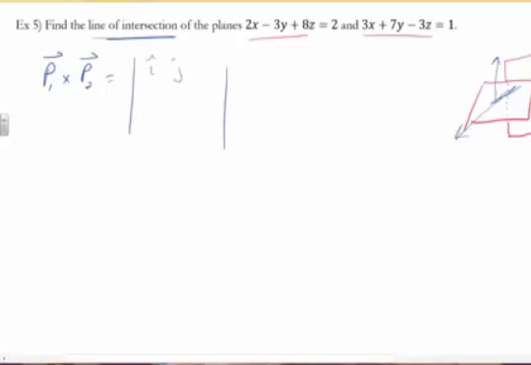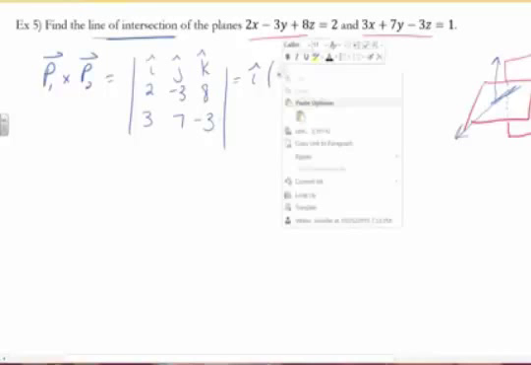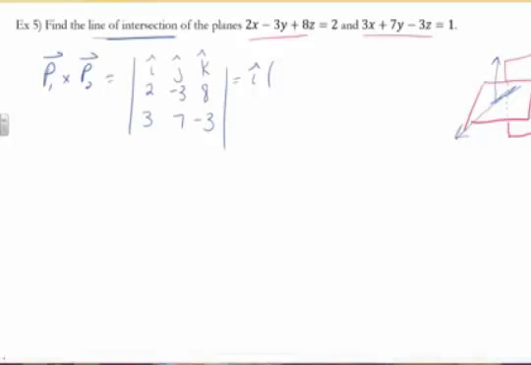And I have i, j, k, 2, negative 3, 8, 3, 7, negative 3. And when I cross them, I have 9 minus 56, which is negative 47. Minus j gives me negative 6 minus 24, which is negative 30. Plus k, 14 plus 9 is 23. So I have negative 47, 30, 23. That's the direction vector for my line.